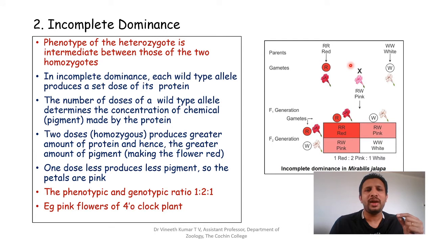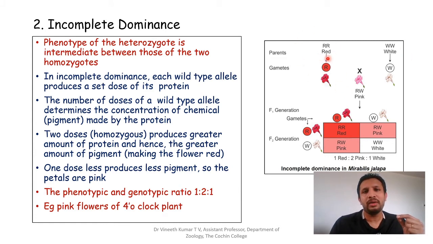When you have a homozygous wild type plant, it will have two doses of the wild type allele. That means you have two capital R's. With two wild type alleles, the amount of enzyme produced will be double, because each allele will be transcribing that enzyme. As a result, you get more enzyme. When there is more enzyme, more pigment will be produced, and that results in the color called red.